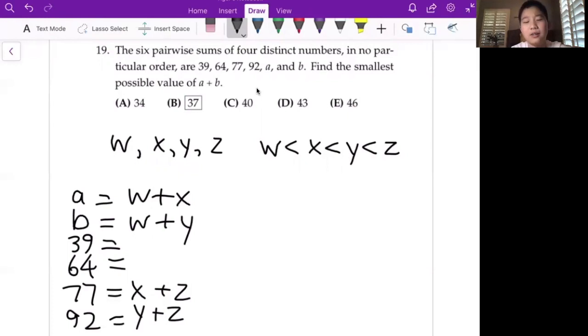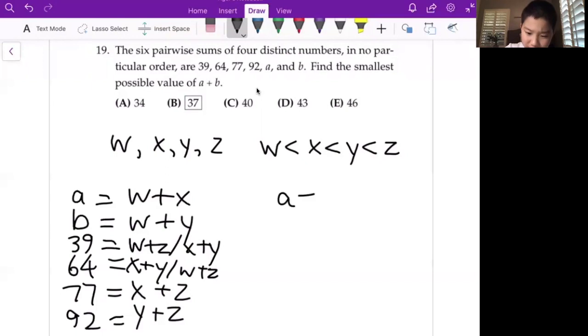But what are 39 and 64 equal to? Well, they're either equal to W plus Z or X plus Y. And then this is either X plus Y or W plus Z, but it has to be different from 39. So how do we find A plus B? Let's find A and then find B.